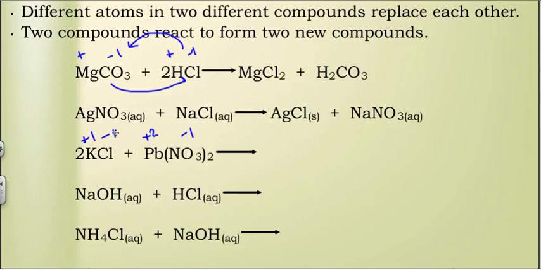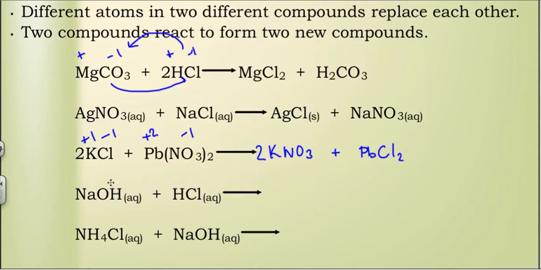So what's going to happen is the negatives are going to switch. And so what we get is potassium nitrate plus lead chloride. Since lead has a +2 charge, we cross and drop. 2 goes there. And then I would just want to balance my equation like that. And then we're good to go.